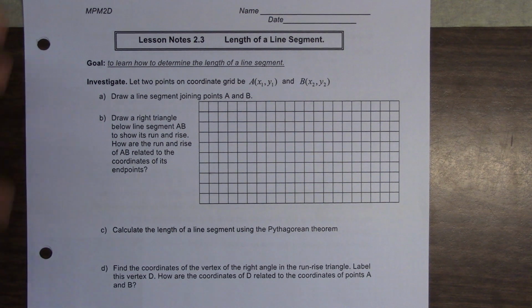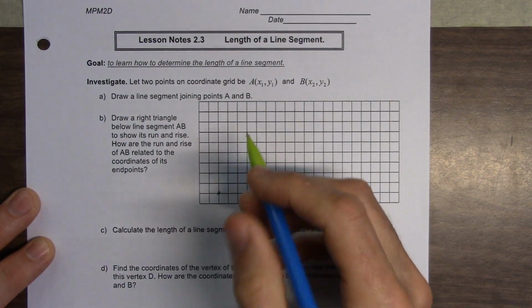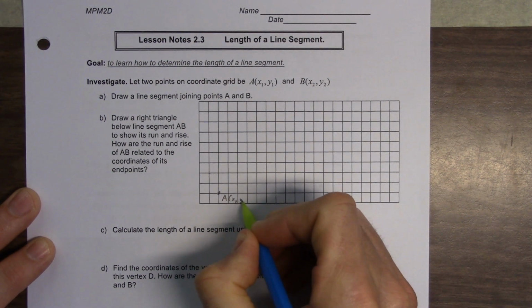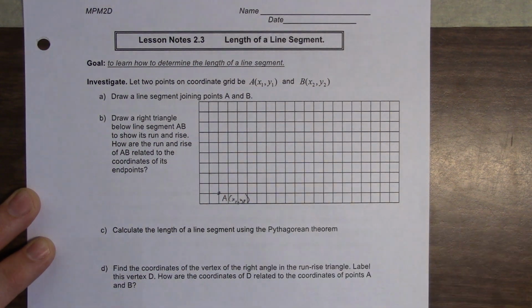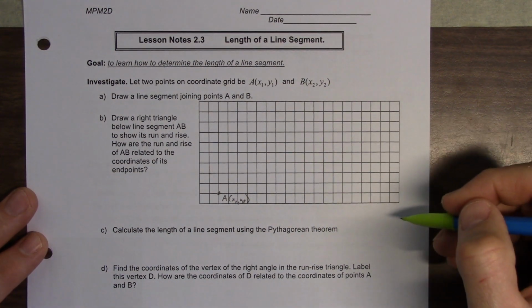Okay? So the first thing we want to do is we'll let 2 points on the coordinate grid be A and B, okay? And then we'll draw a line segment joining those 2 points. Okay, so really I can pick these points at random. I'm just going to say A down here, x1, y1. And then the other point I'm going to pick, well, let's make it over here. I'll just be consistent with the solutions I have.